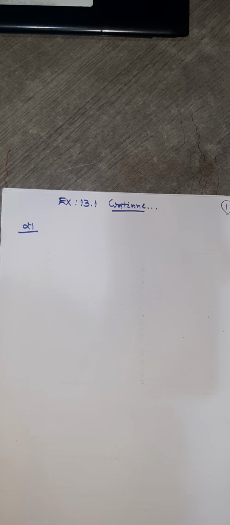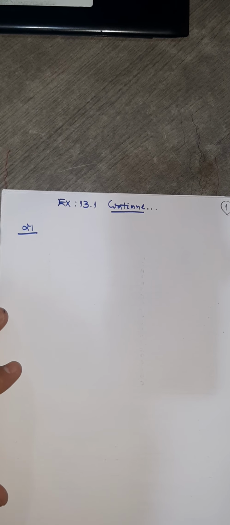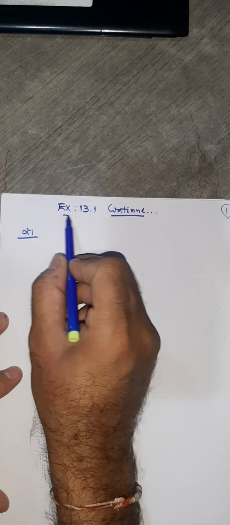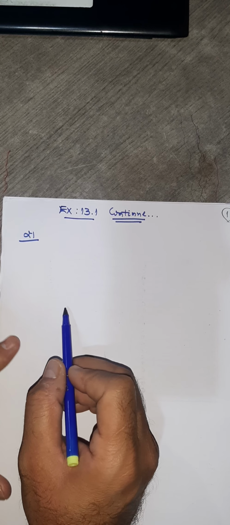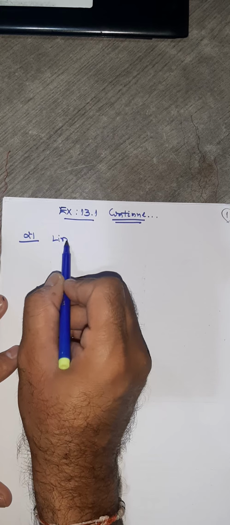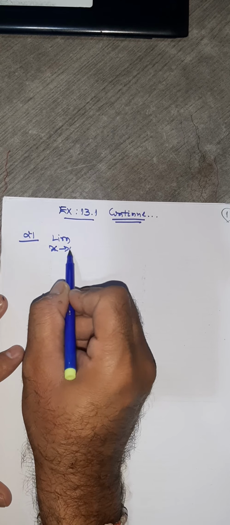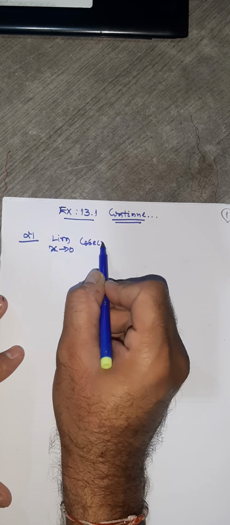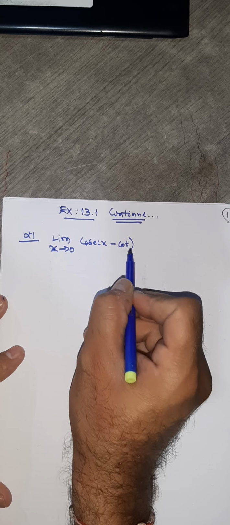So up to 20th we have discussed in the previous session. Now we continue with the same exercise with question number 21. Let's see that. Limit x tends to 0, cosec x minus cot x. We don't have any formula for cosec and cot.